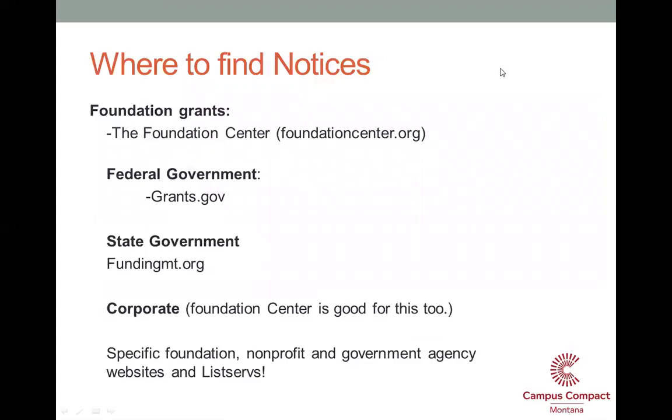Some places to find notices. So a notice is where somebody posts, hey, we've got some money available to do these things. So foundation grants, sort of the default for foundation grants, and a great resource for finding these is the Foundation Center, and they have a website that has a searchable by kind of issue area database called foundationcenter.org.